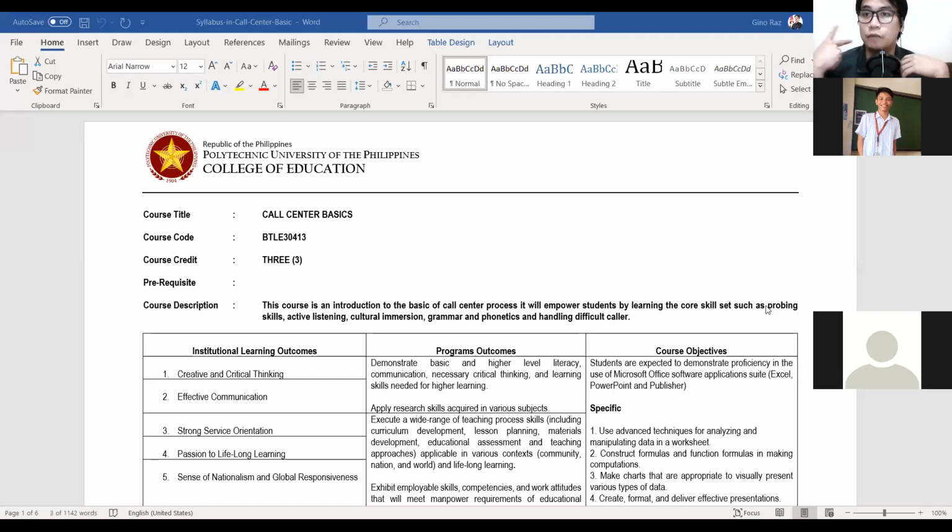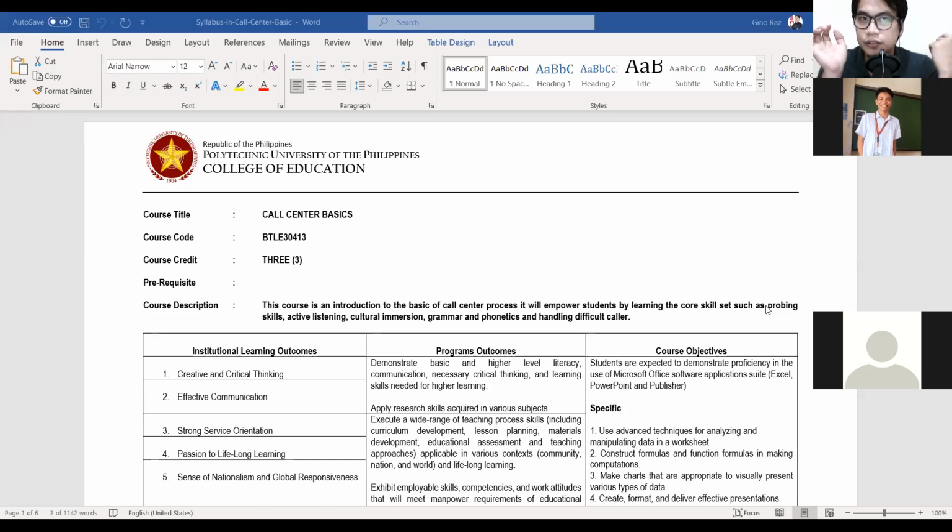There are two types of approach in teaching. Okay? So I'm sure some of you are familiar with this already. First is the deductive and the inductive. Deductive meaning general. You talk about the general and slowly it will become specific. General to specific. That is deductive.